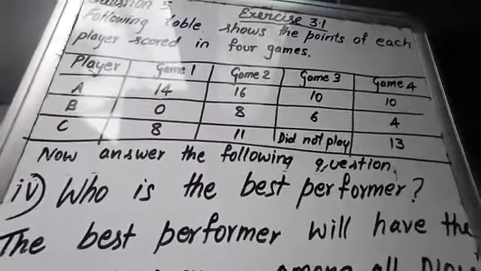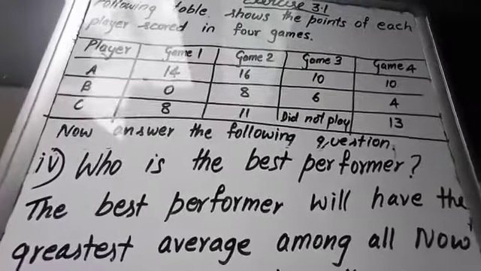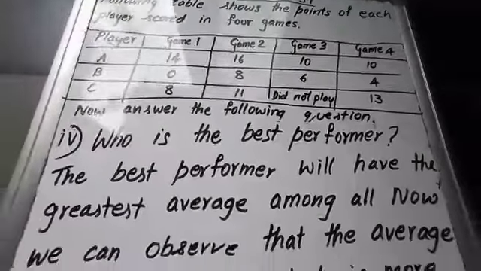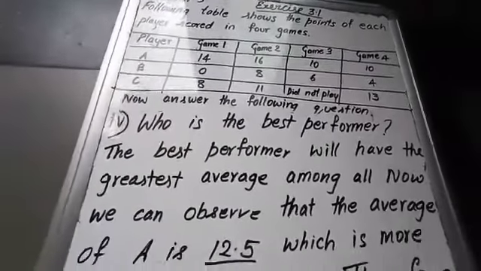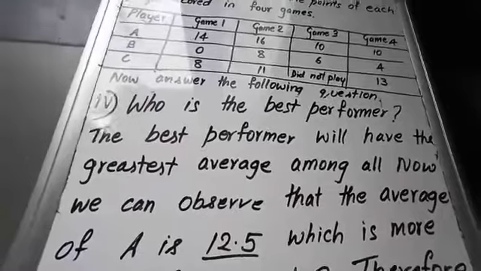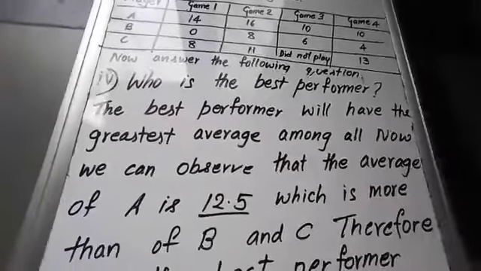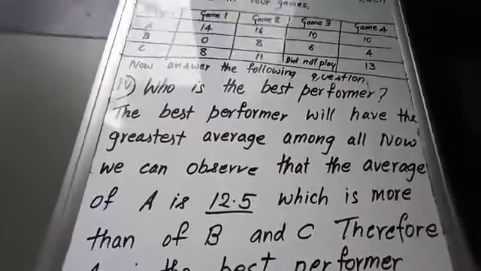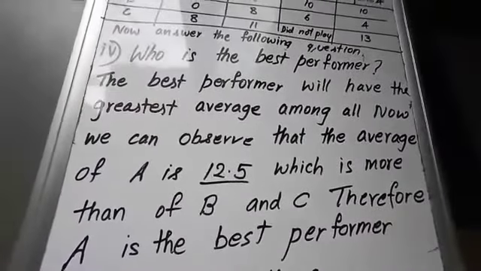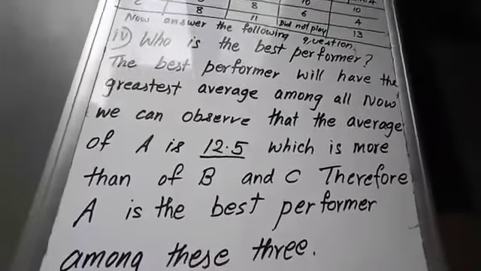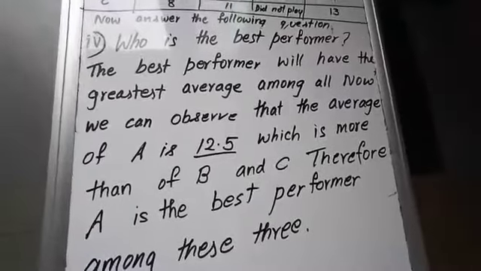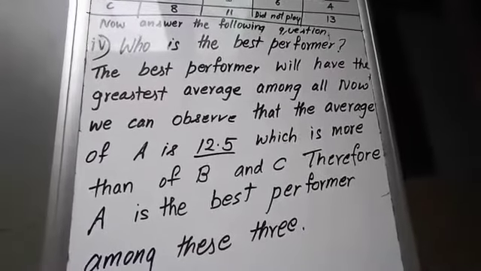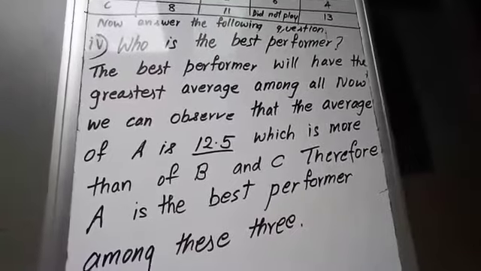The best performer will have the greatest average among all. Now we can observe that the average of A is 12.5, which is more than that of B and C. Therefore, A is the best performer. So among these three, who is the best performer? A is the best performer. In this way, we can conclude the answer.